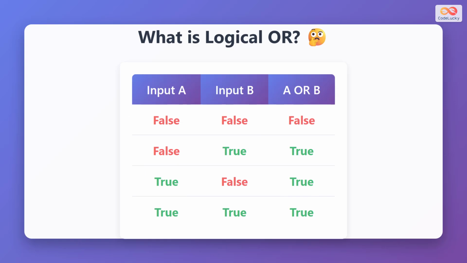Before we explore the NumPy function, let's understand what logical OR means. The OR operation returns true if at least one of the inputs is true. Looking at the truth table, when both inputs are false, the result is false. When either input is true or both are true, the result is true. Remember, OR only returns false when both conditions are false.